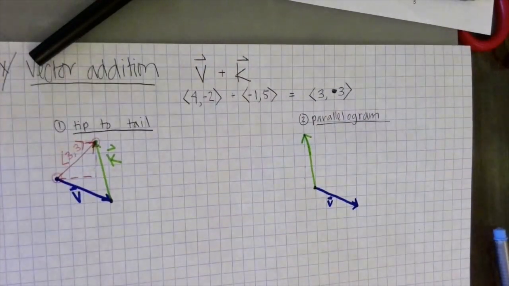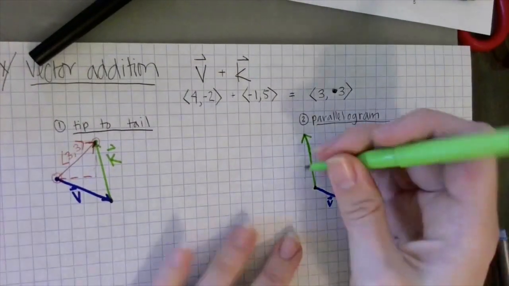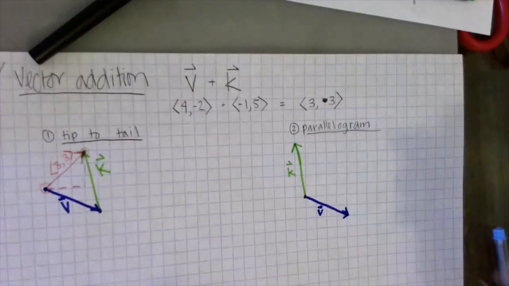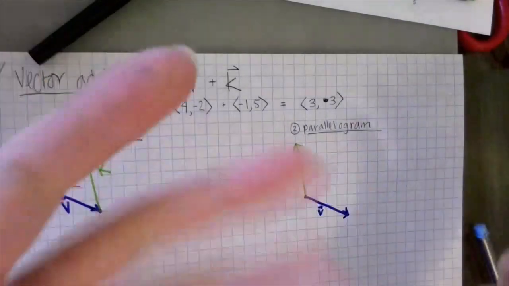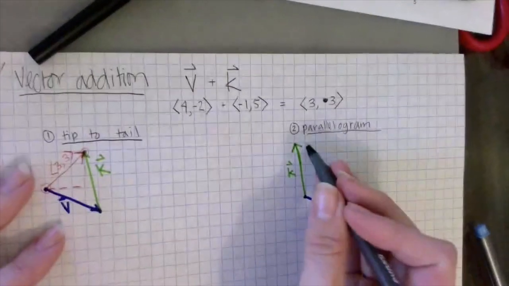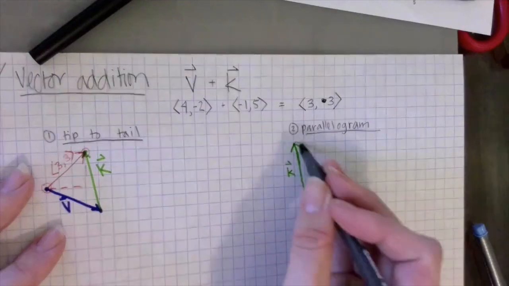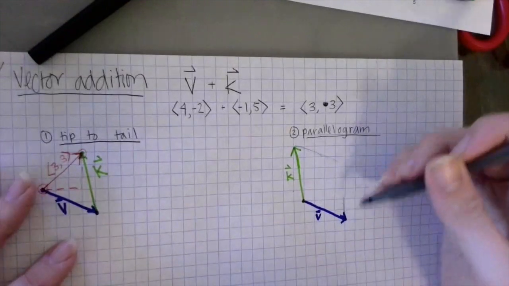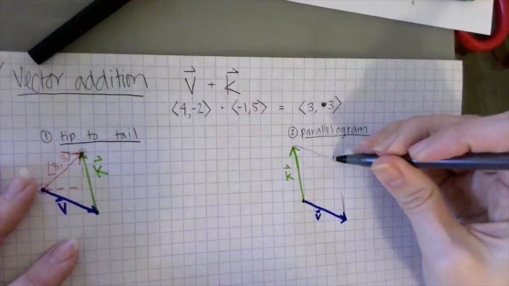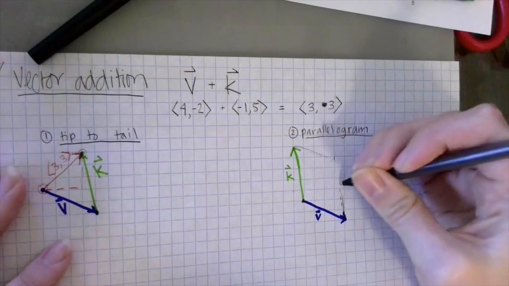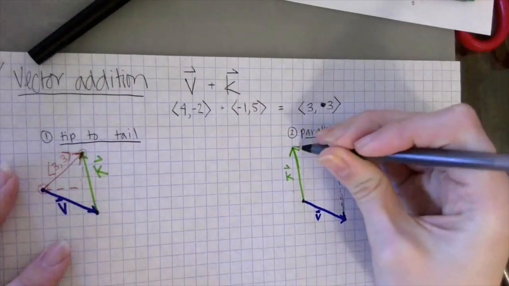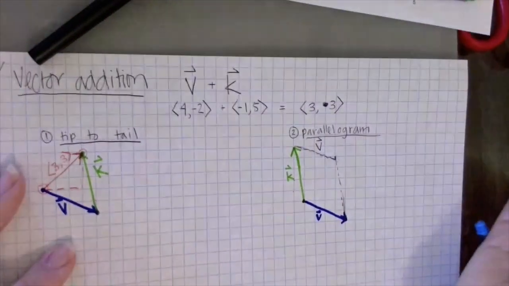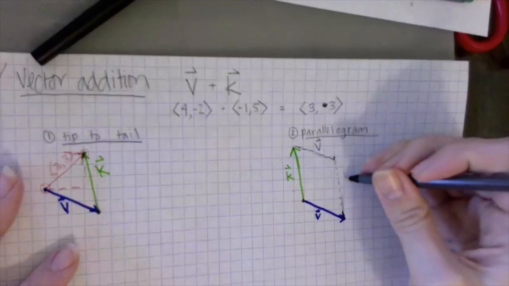Now the parallelogram method says that I should turn this into a parallelogram. So what that means is I'm basically going to make this into a four-sided figure, and I'm going to draw from k something that's parallel to v, and then from v something that's parallel to k, and they should meet up about here. And so here's vector v, this guy is also vector v. Here's vector k, this guy is also vector k.